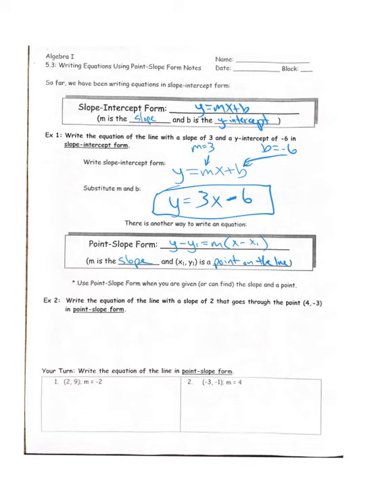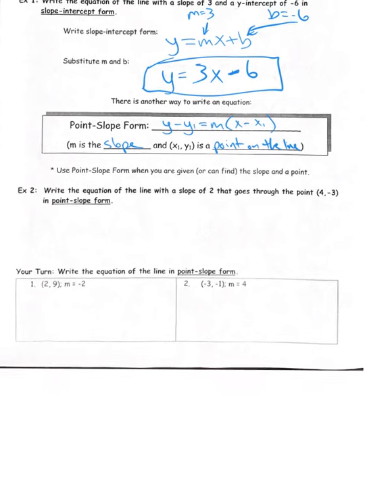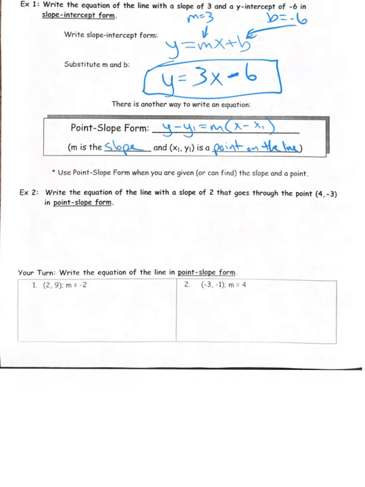In the second example, they're asking us to write the equation of a line with a slope of 2 that goes through the point 4, -3. What I would encourage you to do on problems like these is to label your point. So I'm labeling my point as my x1 and y1 values. Here 4 would be x1, -3 would be y1, and then once again my slope is my m value. So here I have a slope of 2.